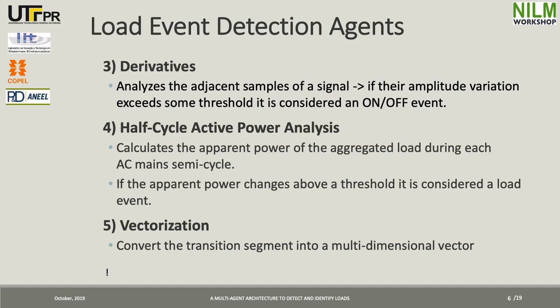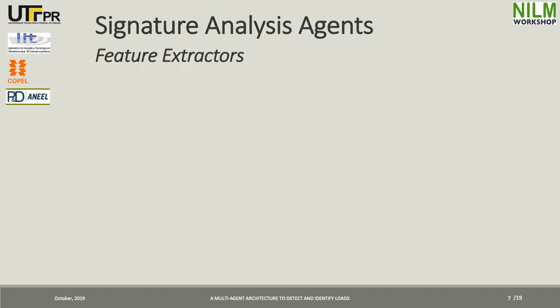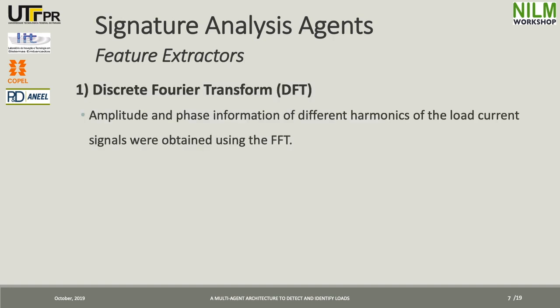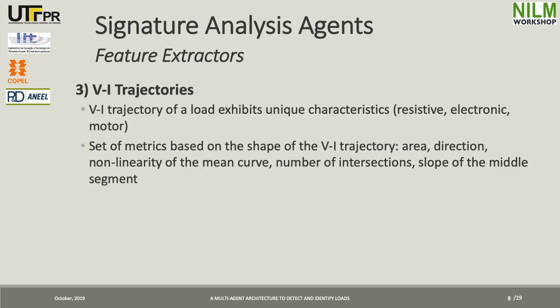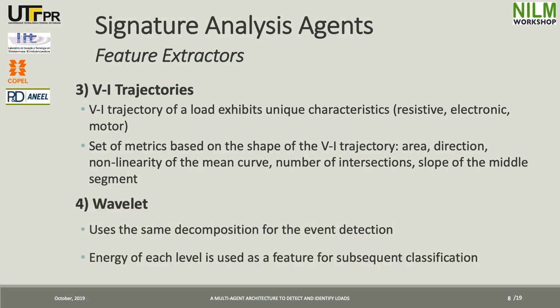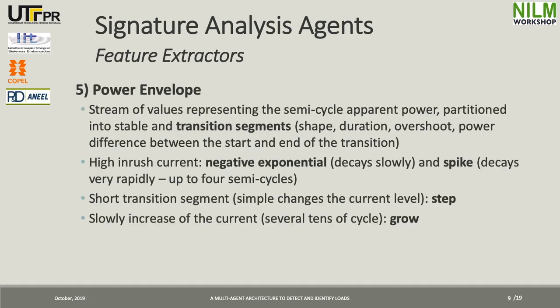So we have here 5 load event detection agents, which were the blue ones in my block diagram. Now I move to my signature analysis agents, which are the orange ones in my block diagram. And here we have a discrete Fourier transform. We have the same one, discrete Fourier transform with exponential damping. We have VI trajectories, which will be presented in the next talk. We have a wavelet, and we have the power envelope.